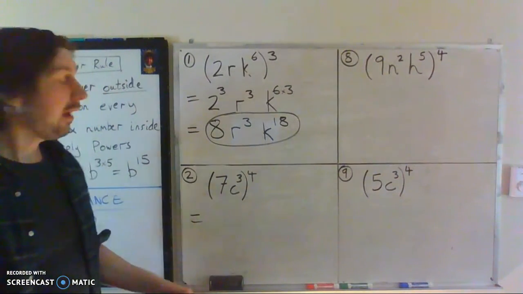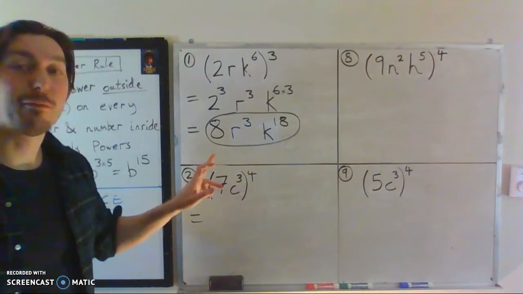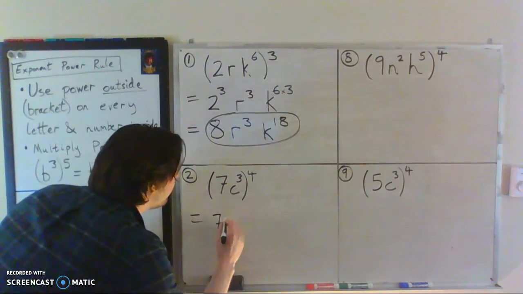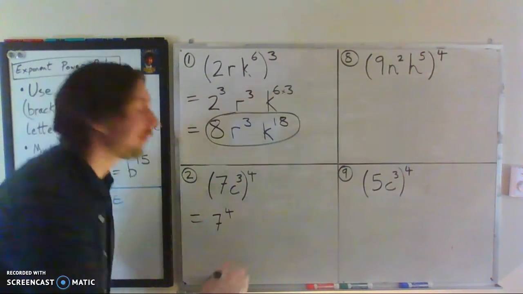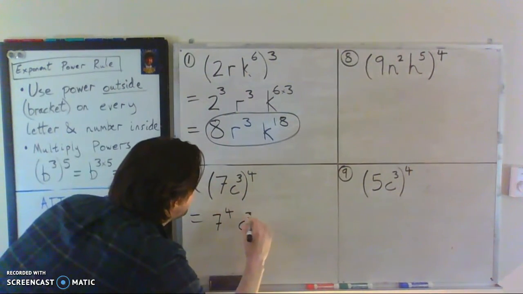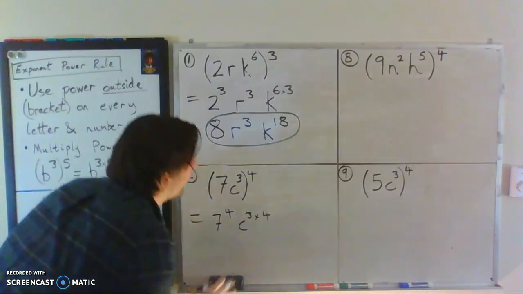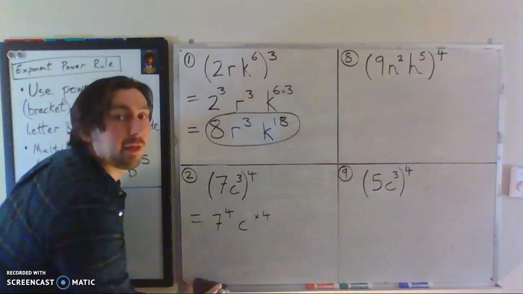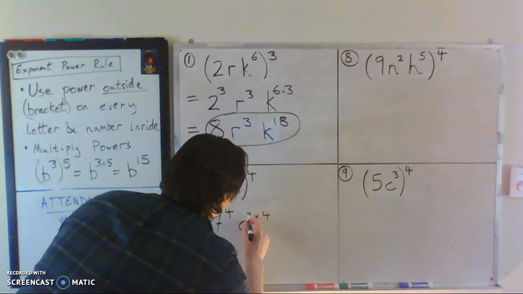So just like before, I'm going to do both of these to the power of 4. 7 to the power of 4 and c^3 to the power of 4. And when I do c^3 to the power of 4, they're going to multiply.